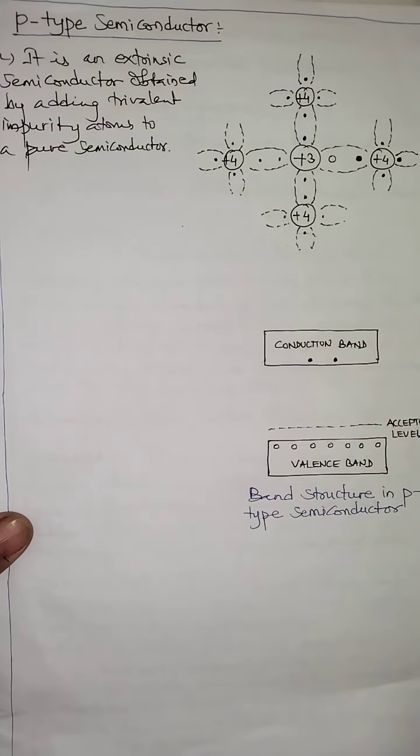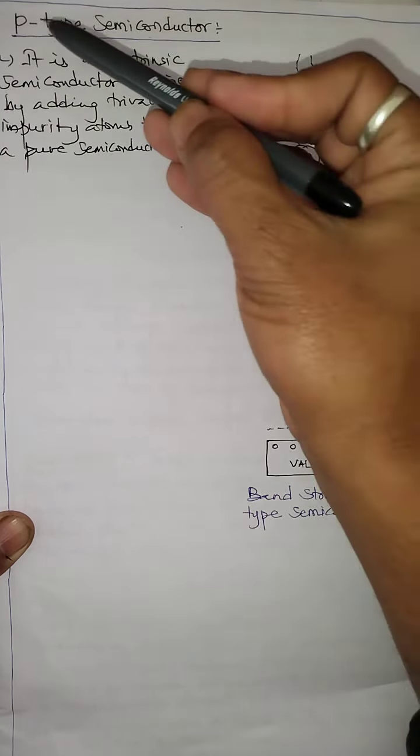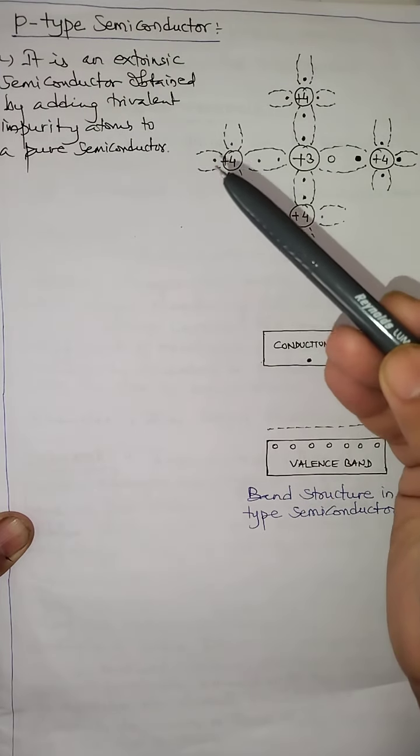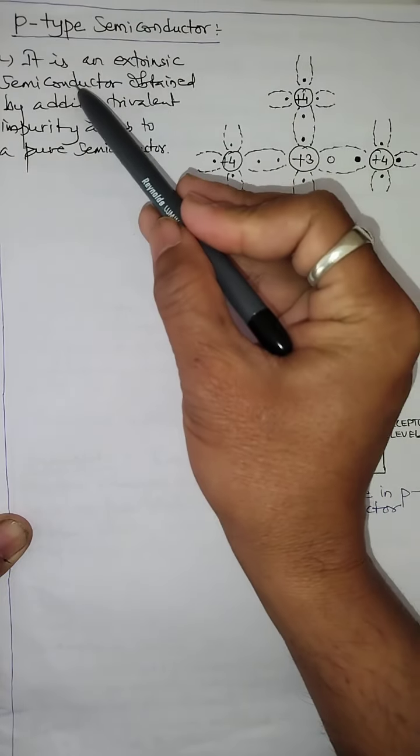Now, children, we will discuss in detail the next type of extrinsic semiconductor, that is called the p-type semiconductor. As the word P indicates positive charge, and positive charge basically means holes. This is just opposite to the n-type semiconductor. This is also one of the types of extrinsic semiconductor.